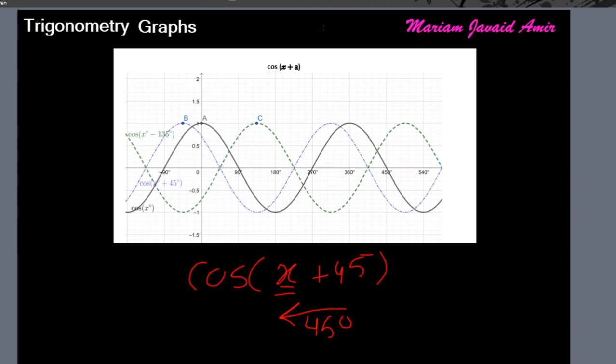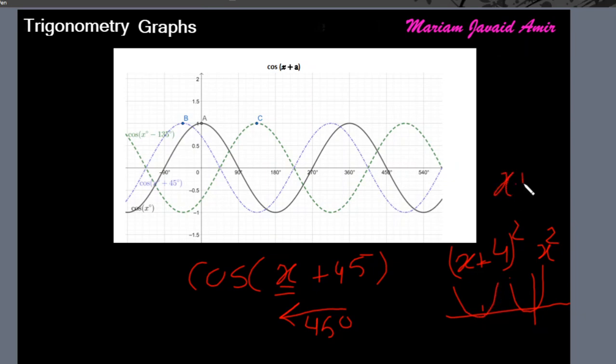Just like in the case for quadratic graphs, when we had cases like x plus 4 whole square, it would move the original graph 4 units to the left, not right, because x plus 4 would be equal to 0 and x equals minus 4. So the graph would be shifted to minus 4 from 0. Similarly, here the graph will go 45 degrees to the left.